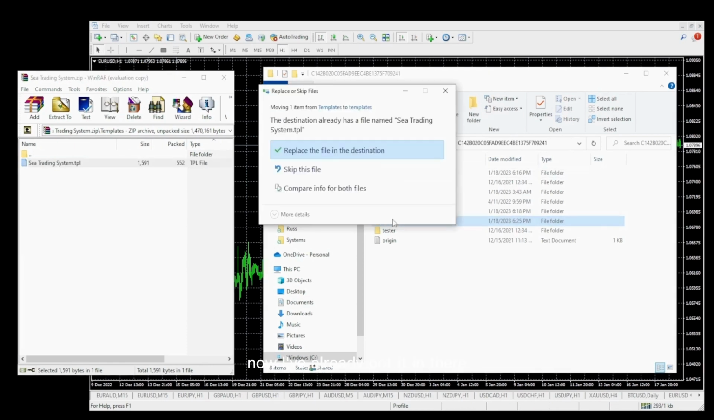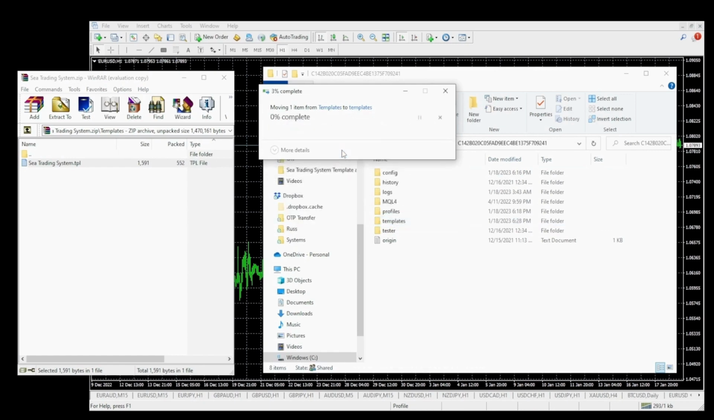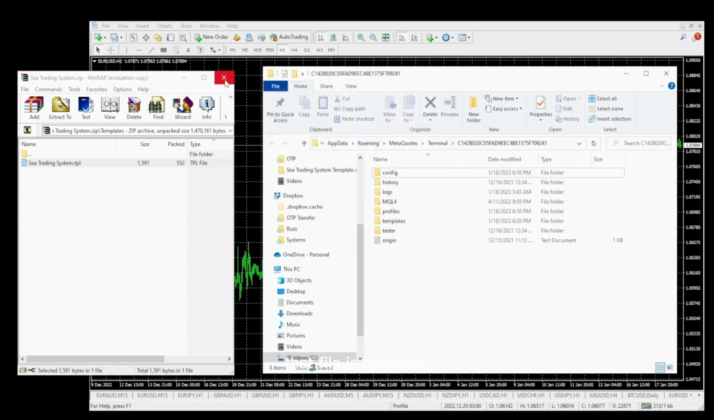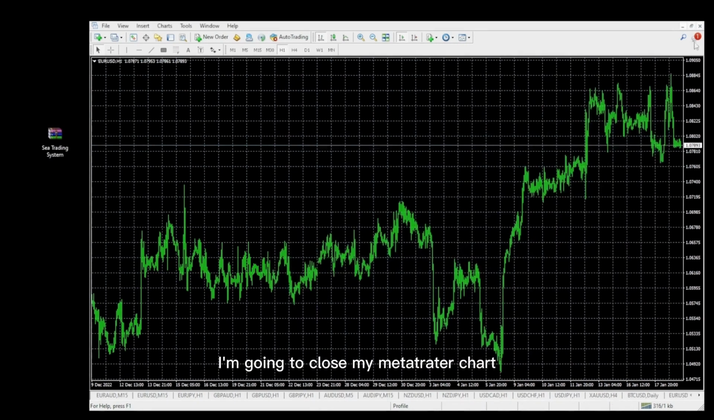Now I've already got it in there because we did the original installation, but I will replace the destination file. That file is uploaded. I do not need these anymore. I'm going to close my MetaTrader chart. I'm going to reopen my MetaTrader chart.